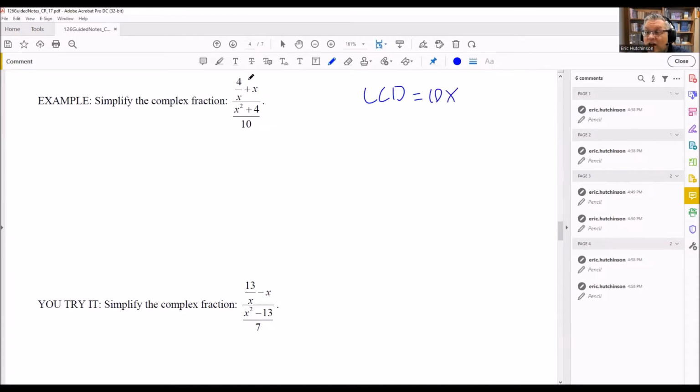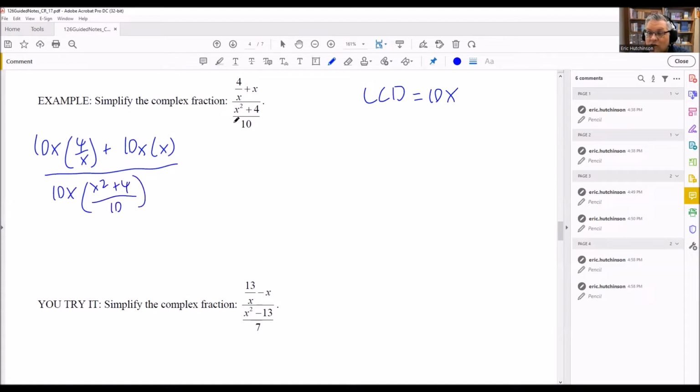So it's going to be 10x. I'm going to put a 10x next to each thing on top, and the fraction on the bottom I'll put that next to as well. On top I have 10x times 4 over x, and then 10x times x. On the bottom, I have 10x times this whole fraction, x squared plus 4 over 10.